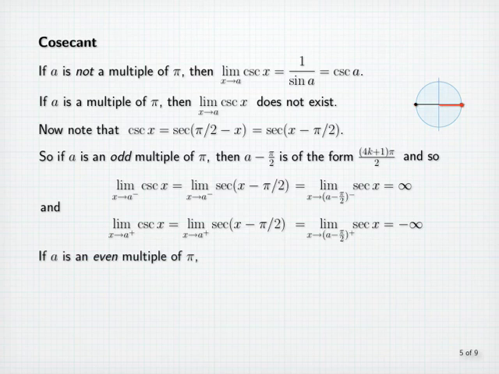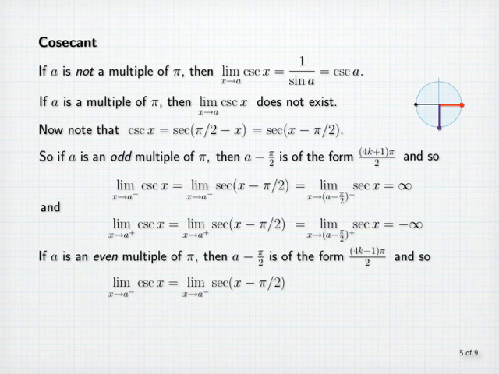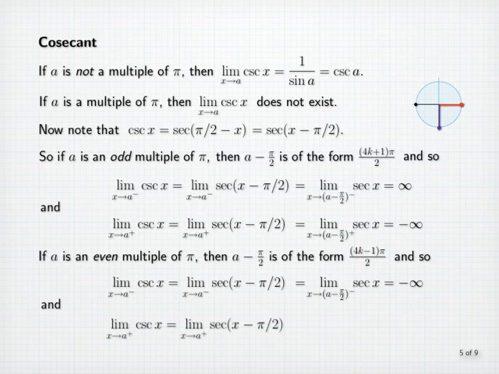Now, if a is an even multiple of pi over 2, then a minus pi over 2 corresponds to the point 0, minus 1 at the bottom of the unit circle. In other words, a minus pi over 2 is of the form 4k minus 1 times pi over 2. And so, the limit as x approaches a from the left of cosecant x is the same as the limit as x approaches a minus pi over 2 from the left of secant x, which is minus infinity. And the limit as x approaches a from the right of cosecant x equals the limit as x approaches a minus pi over 2 from the right of secant x, which we've learned is plus infinity.